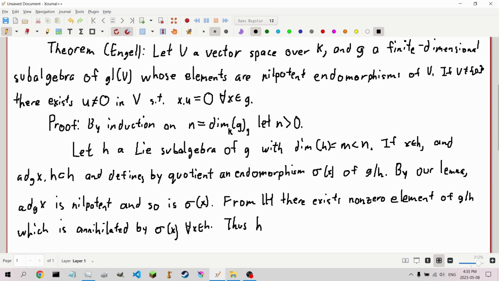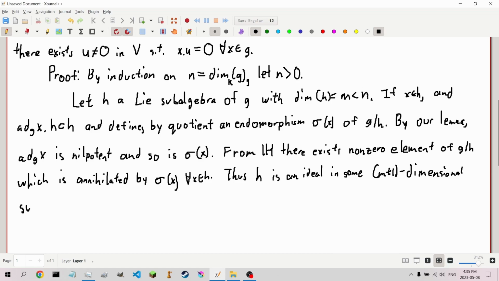Thus H is an ideal in some m+1 dimensional subalgebra of G. Thus, we see that G has an ideal H of dimension n-1.